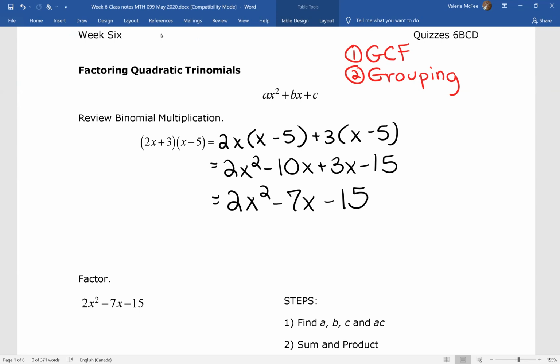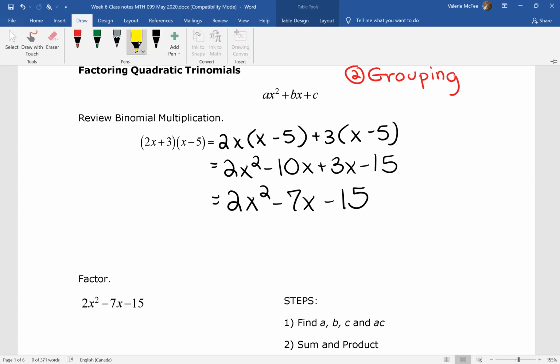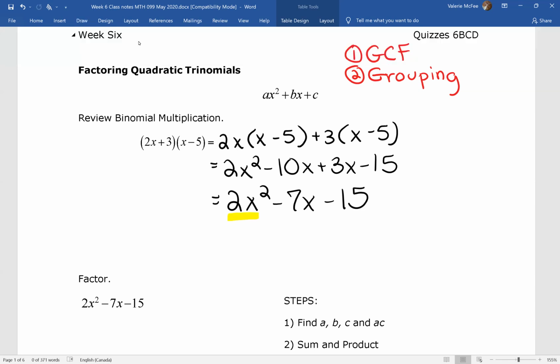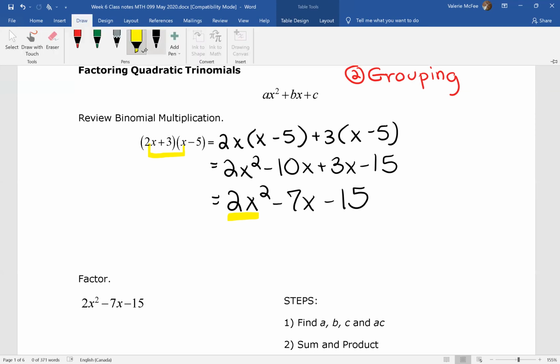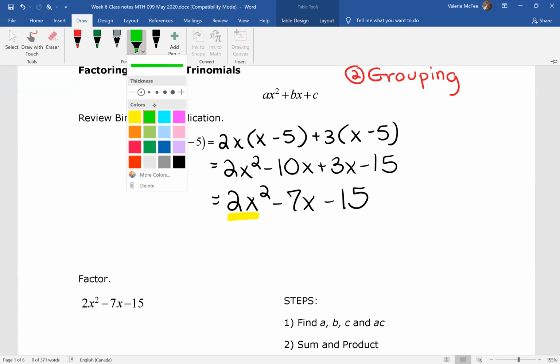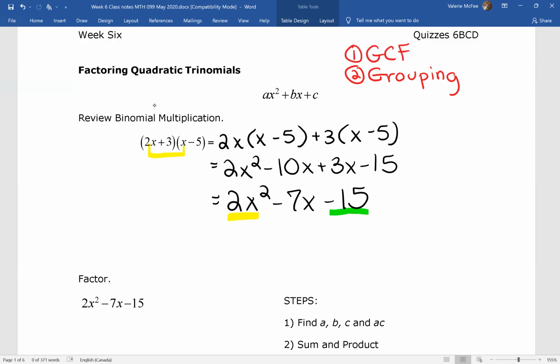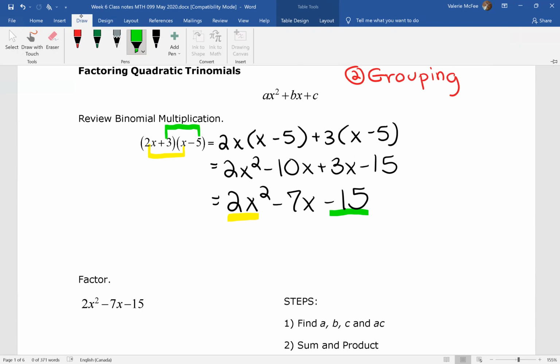I want to take a look at how this final product, 2x squared minus 7x minus 15, relates to the binomials we started with. Let's look at the first term to start. We can see that we got that first term by multiplying the first terms here. 2x times x gave us 2x squared. Next, let's look at the negative 15. I hope you see we got that by multiplying the last terms. The trick in these questions is always that middle term. How did we get the middle term?